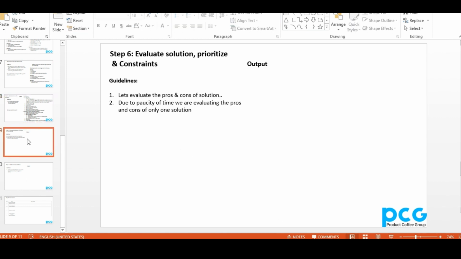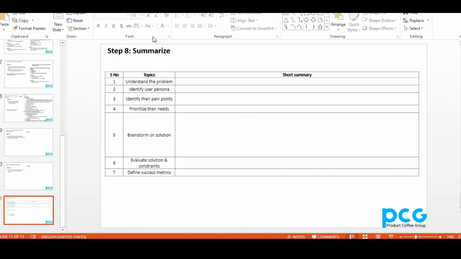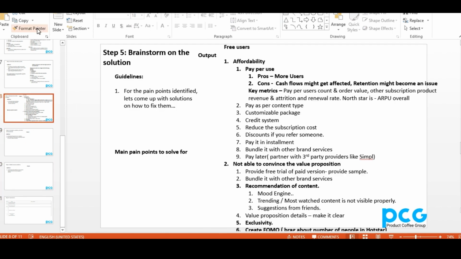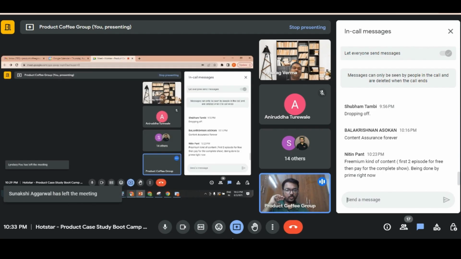Okay, guys, I think we've covered the evaluation and defining the success metric, and at the last, you have to summarize whatever you have learned in the case study in a simple way, so that everyone is on the same page. You have to do this in the interview. This is how you should do the case study.